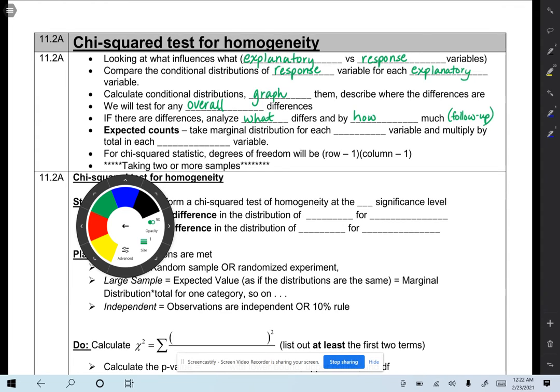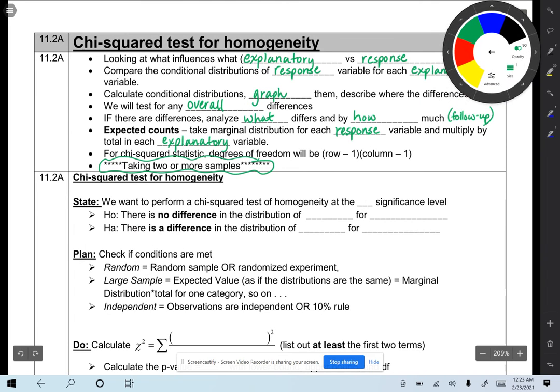Our expected counts, what we do is you take the marginal distribution for each response variable and you multiply by the total in each explanatory variable. It'll make more sense when we do an example. For the chi-squared statistic, the degrees of freedom will be different than what it was for the goodness of fit test. What we do is you take the row minus 1 and then the column minus 1. So the categories in your row subtracted by 1 times the categories in your column, subtract 1. And again, it takes 2 or more samples.